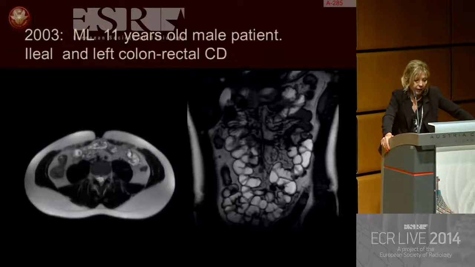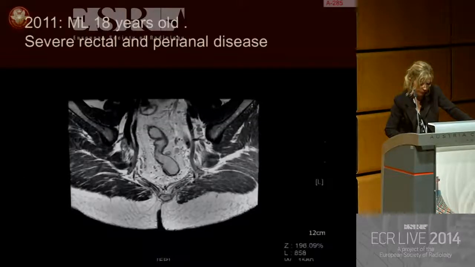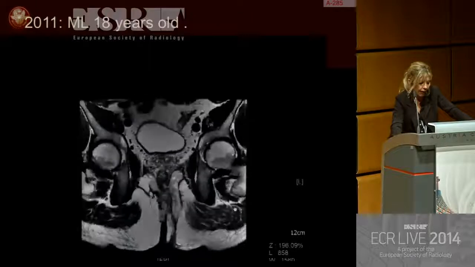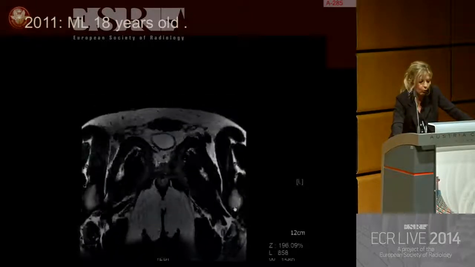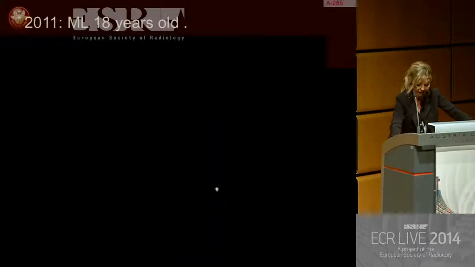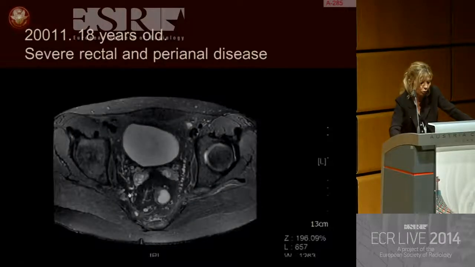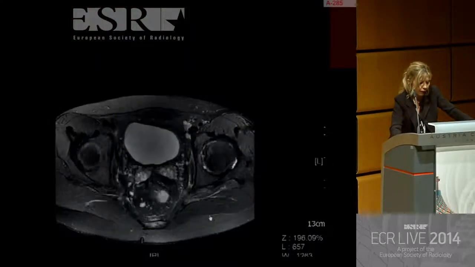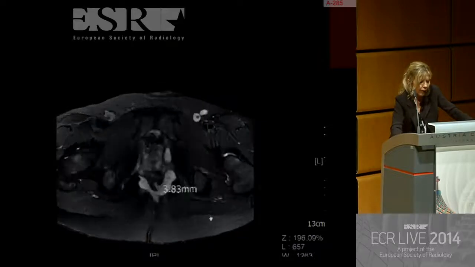This is another case, once again a very young boy with a mild ileocolonic disease, who, after a few years, at the age of 11 years, developed an extremely severe disease of the perianal region. And I can show you just in a movie because it's so extensive that it's very difficult to show in a single slide.